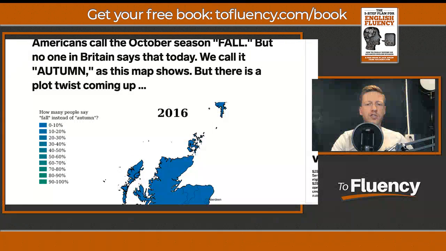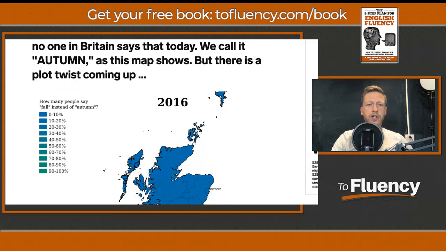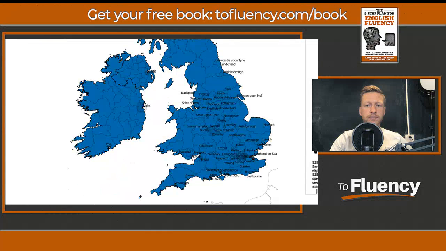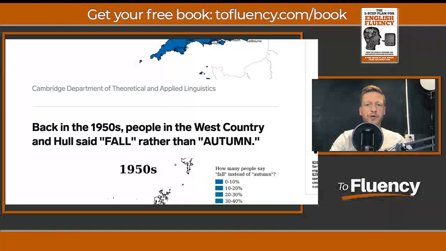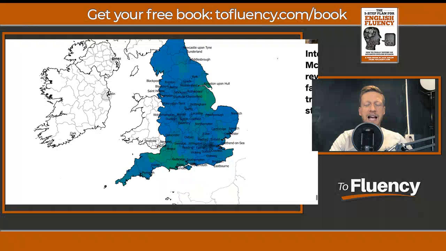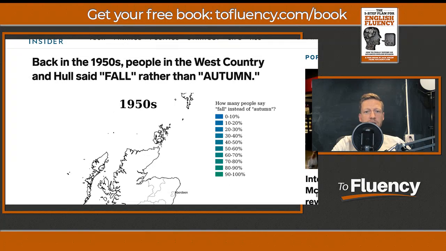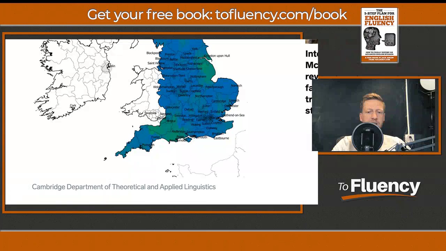Americans call the October season fall, but no one in Britain says that today. We call it autumn, as this map shows. But there is a plot twist coming up. So no one says fall. Back in the 1950s, people in the West Country and in Hull said fall rather than autumn. How interesting. In Hull, on the East Coast, and also in the West Country, in Bristol. How interesting is that? I didn't know that.